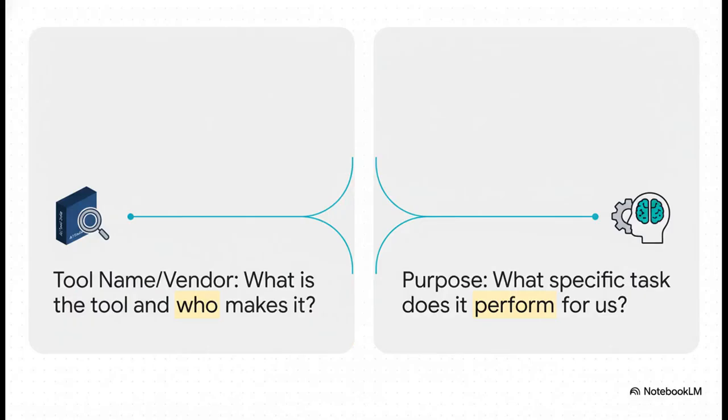Okay, let's break down this inventory sheet, column by column. The first two are pretty straightforward, but they're essential. First, the tool name and vendor, and second, its purpose.